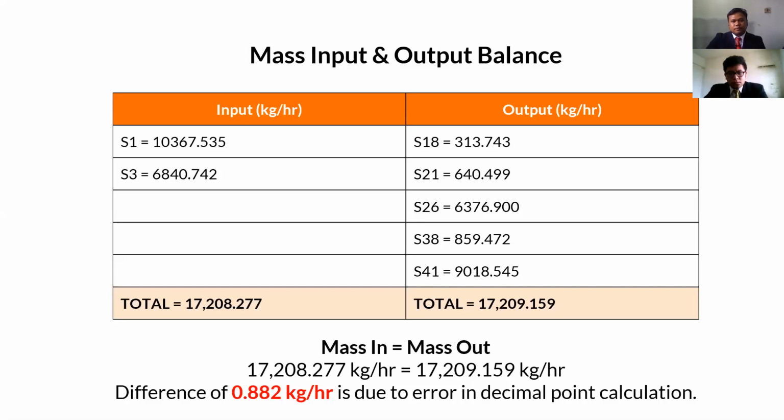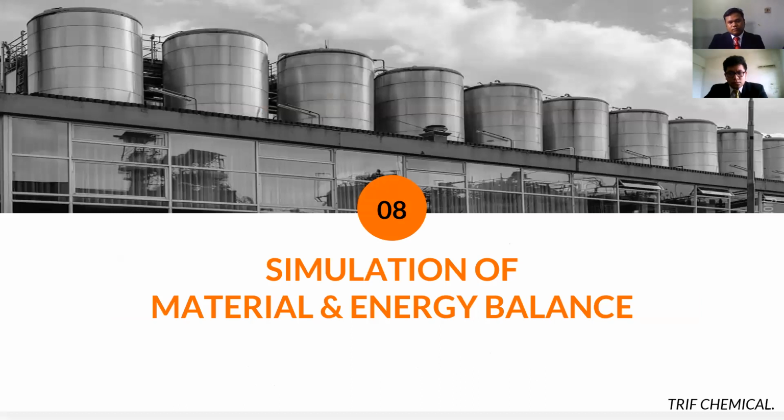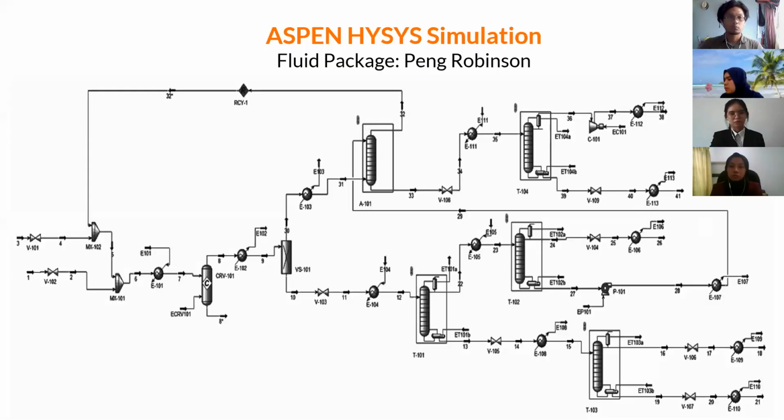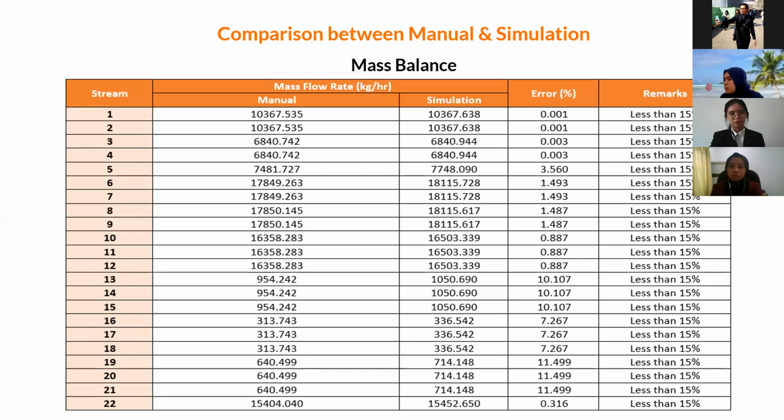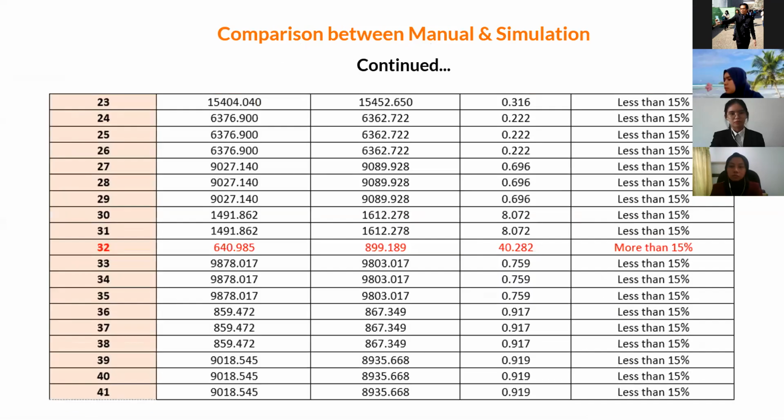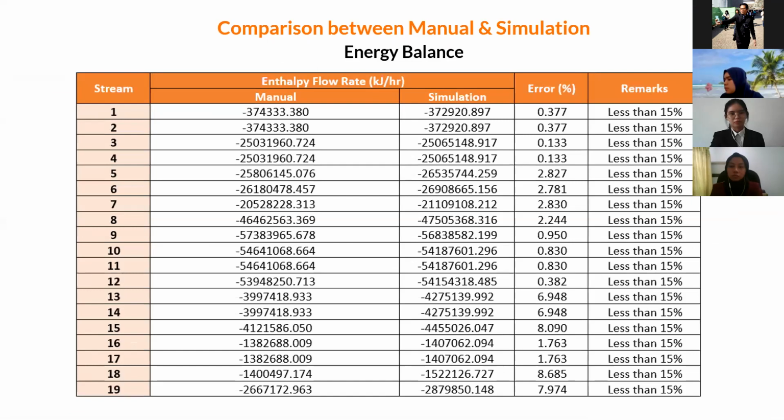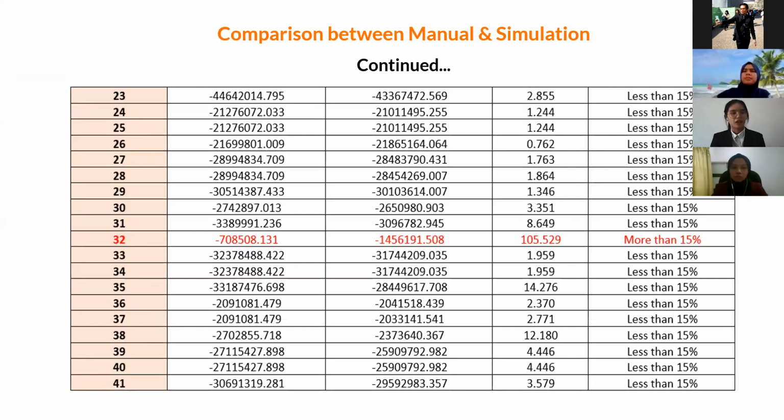So now I'll share the simulation of material and energy balance. This diagram is the Aspen HYSYS simulation with the Peng-Robinson fluid package. After getting the data from both manual and simulation calculations, we have compared them. So this is the comparison for the mass balance, and this is the comparison for the energy balance. From the table, all of the streams have a percentage error less than 15%, except stream 32, because Aspen HYSYS has included propane and N-butylaldehyde in their calculation, where we don't, because we assume 100% separation for the absorption tower.